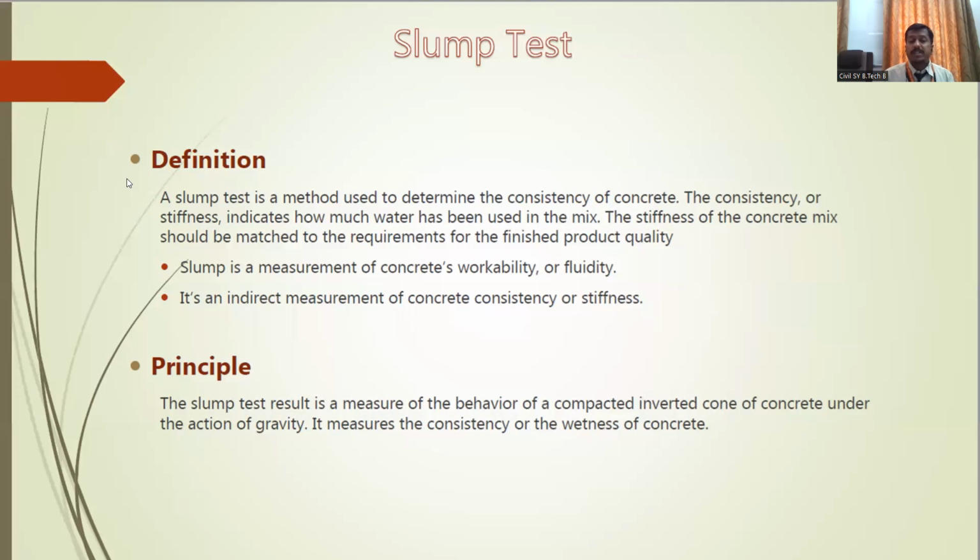Now, what principle are we going to use in conducting the slump cone test? The slump test result is a measure of the behavior of the compacted inverted cone of the concrete under the action of gravity. It measures the consistency or the wetness of the concrete. Let us discuss. It is the result of behavior of a compacted inverted cone of the concrete.